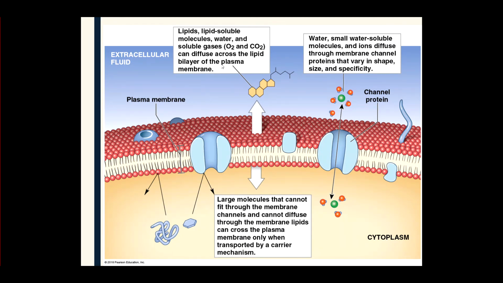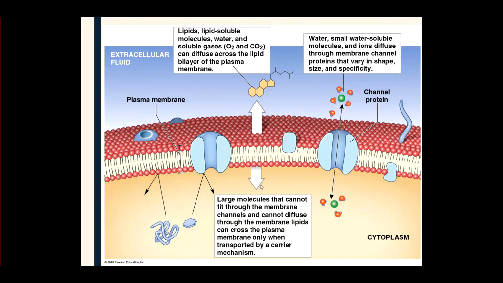But here's the example. Things that are lipid soluble, such as lipid soluble molecules, even water to some extent, and soluble gases, oxygen and carbon dioxide, but steroids, that type of thing, they can easily move through the cell membrane. They just kind of diffuse from an area of high concentration. Let's say there was a lot of the steroid out over here. It can just easily pass through the phospholipid bilayer and come into the cell.